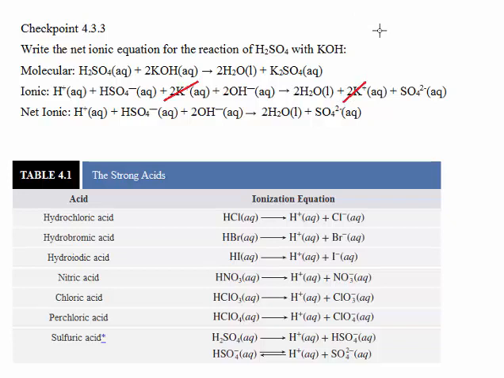So once we've canceled out our potassium ions, what's left over is what's referred to as the net ionic equation. So the hydrogen ion stayed, the hydrogen sulfate stayed, the 2 hydroxides stayed, the two waters stayed and the sulfate stayed. So here is our net ionic equation.